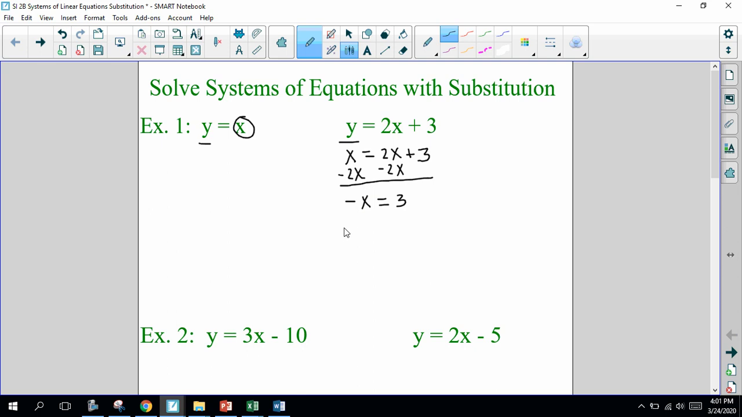As we've talked about before, this is really a negative 1. So we're going to divide by negative 1, and dividing by negative 1 is pretty simple. The only thing that happens when you divide by negative 1 on each side is the signs switch. So the x becomes positive, the 3 becomes negative. So I have an x value here of negative 3.